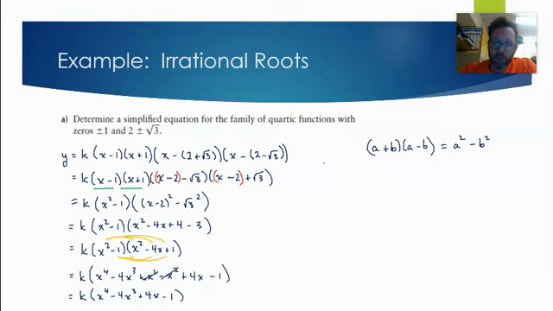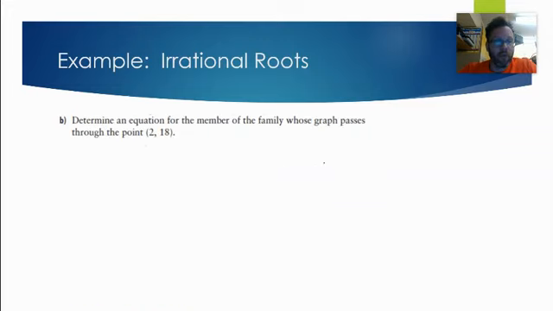All right, let's get going with B. We're going to pick off a specific member of this family. So I'm just going to recopy what I had. So I had k times x to the power 4 minus 4x cubed plus 4x minus 1. And we'll just apply our usual technique. We'll sub in x is 2, y is 18, and solve for k.